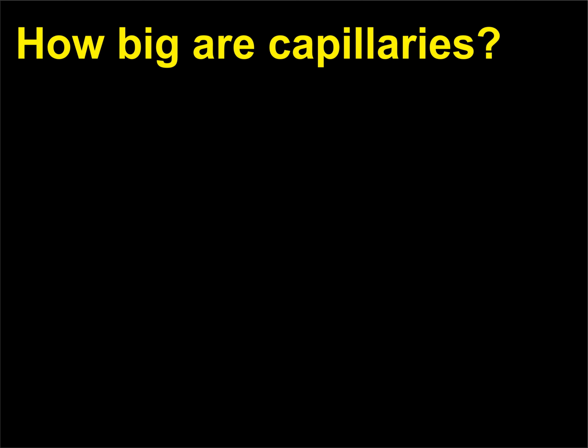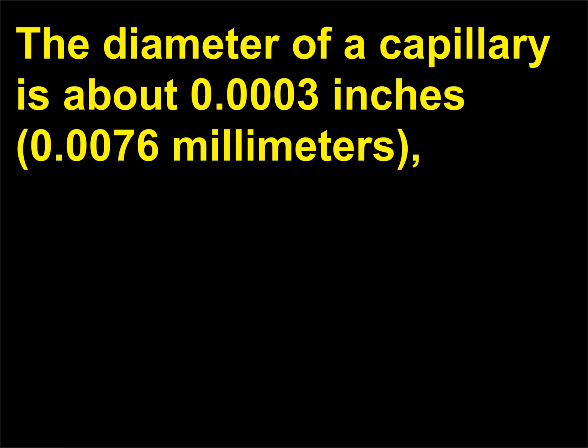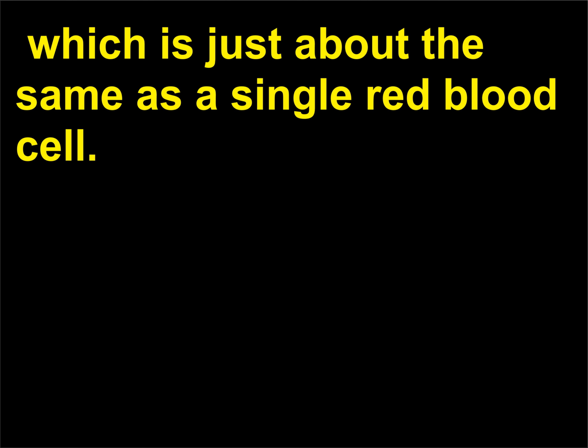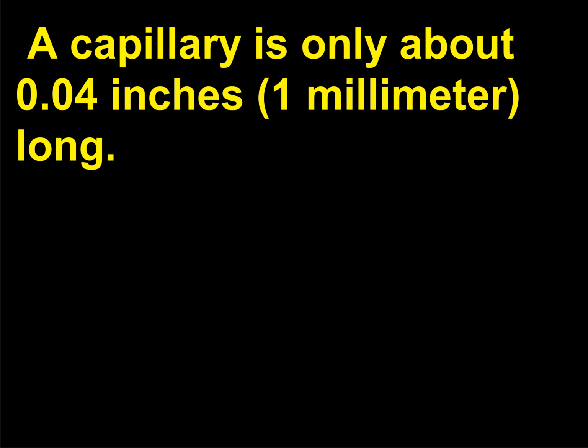How big are capillaries? The diameter of a capillary is about 0.0003 inches, 0.0076 millimeters, which is just about the same as a single red blood cell. A capillary is only about 0.04 inches, 1 millimeter, long.